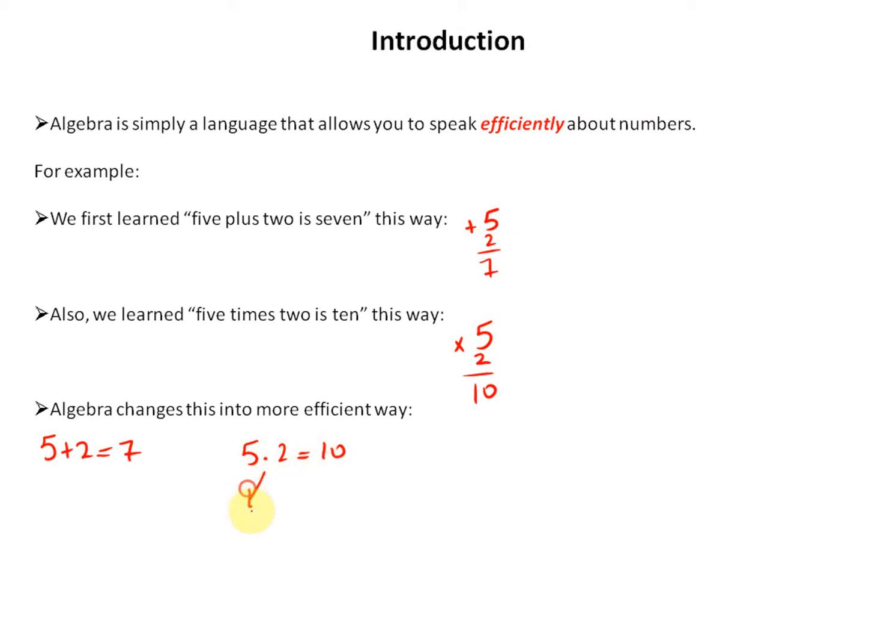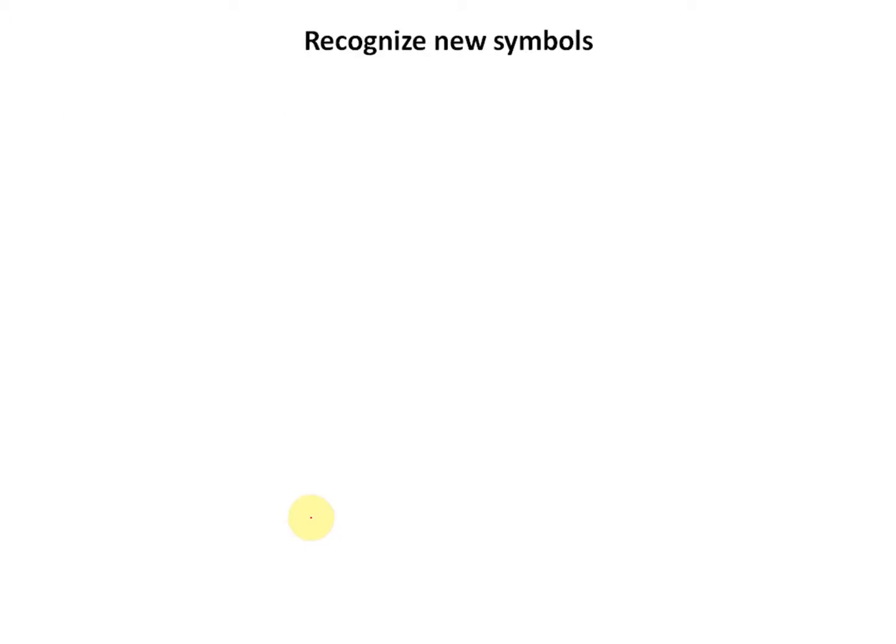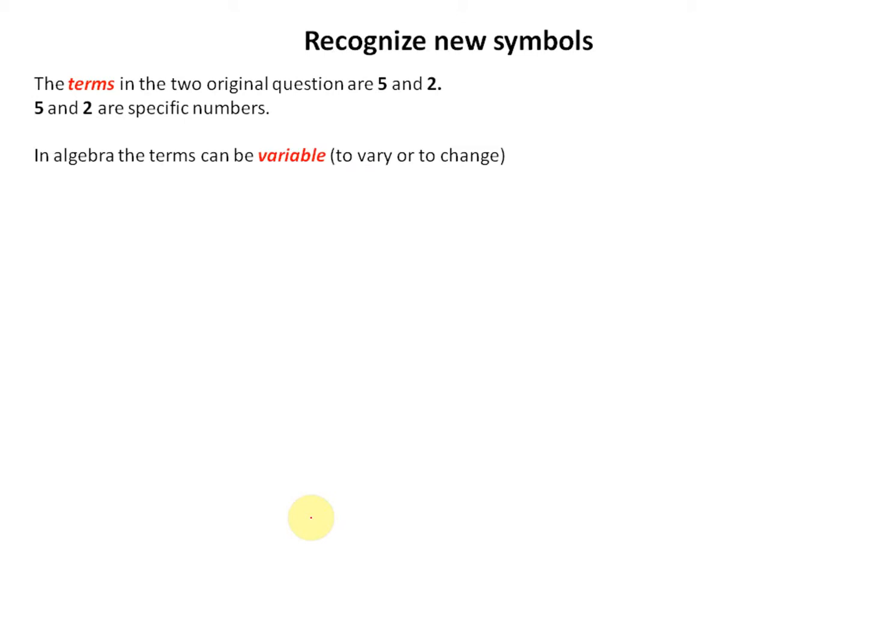The important thing is that you can see that the symbol for multiplication has been changed from x to a small point, we call it dot. Now recognize the new symbol. The terms in the two original questions are 5 and 2. 5 and 2 are specific numbers. In algebra, the terms can be variable, which comes from the verb to vary or to change.